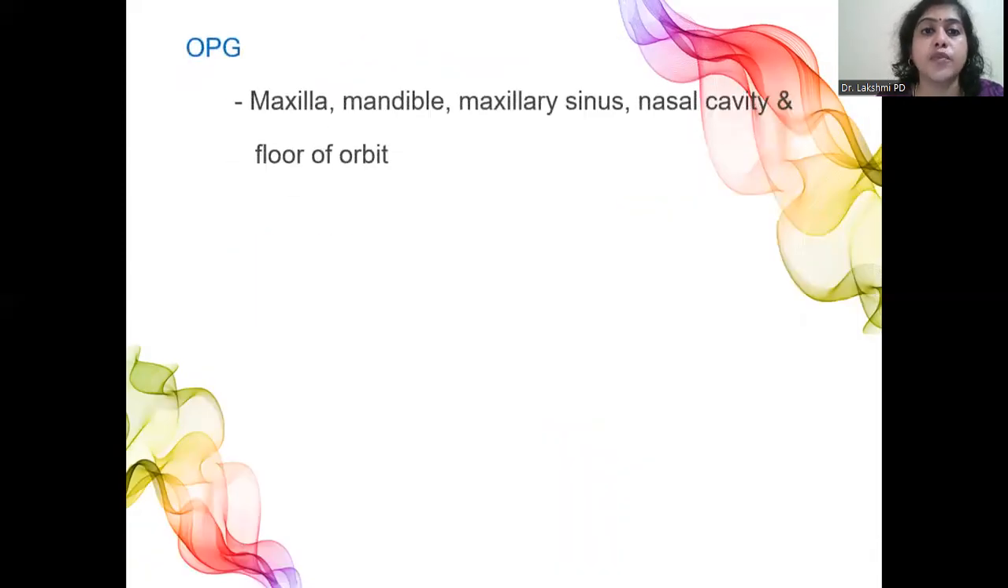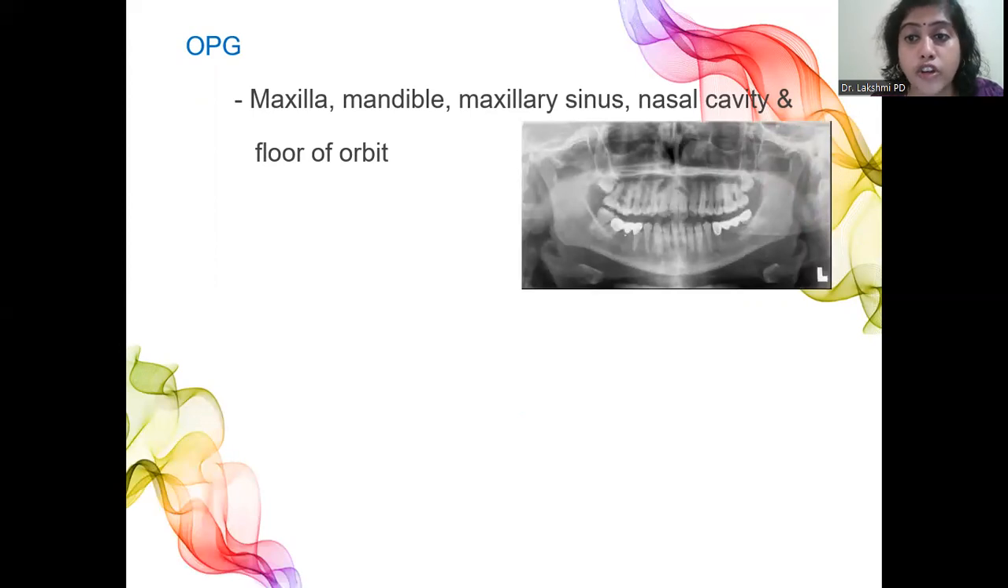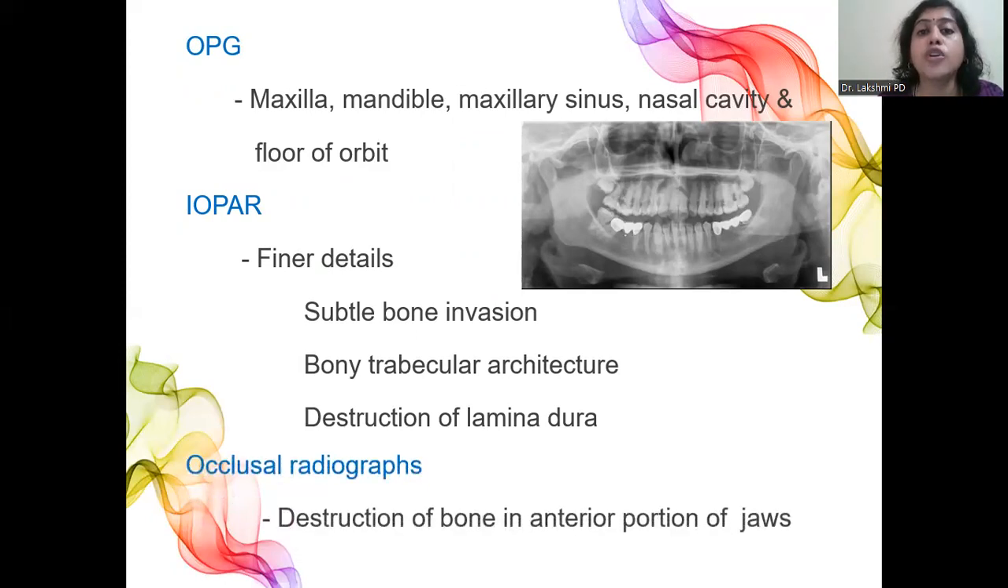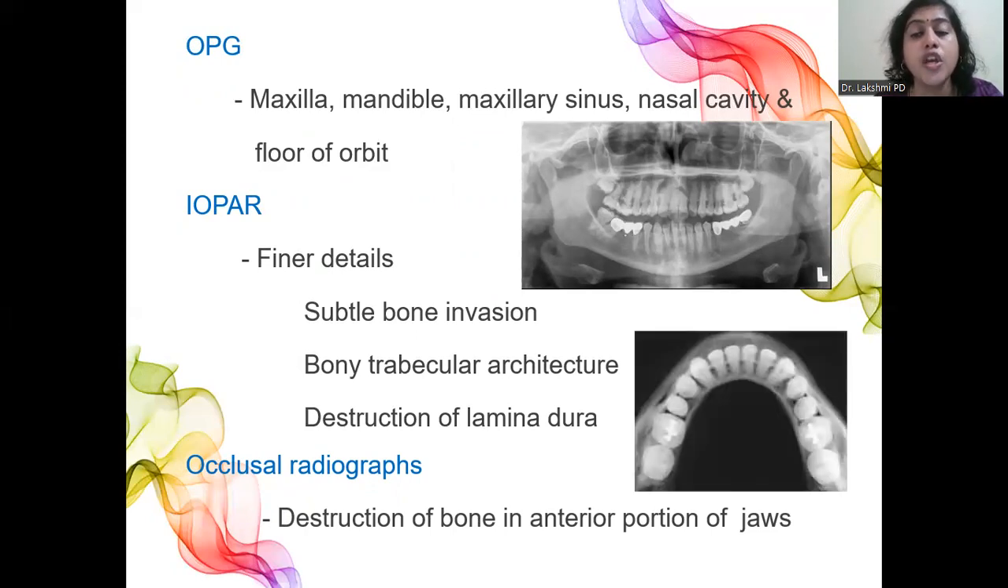Now, OPGs are indicated when you want to examine the maxilla, mandible, maxillary sinus, nasal cavity, and the floor of the orbit in a single radiograph. You can assess the pathology, the extent of pathology in all these structures, whether there is any spread of it. However, for finer details, it is always an IOPAR, that is an intraoral periapical radiograph, that is indicated, because you will be able to clearly differentiate any subtle bone invasion, bony trabecular architecture, as well as any destruction of the lamina dura around the affected teeth. Occlusal radiographs will give you an idea of the destruction of the bone, especially in the anterior portion of your jaws, because it gives you a labiolingual or a buccolingual extension.